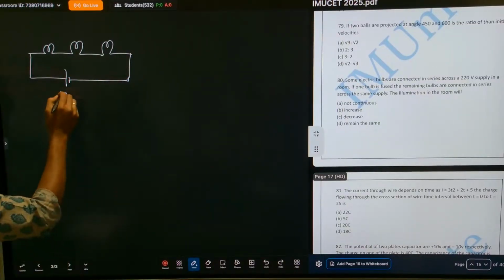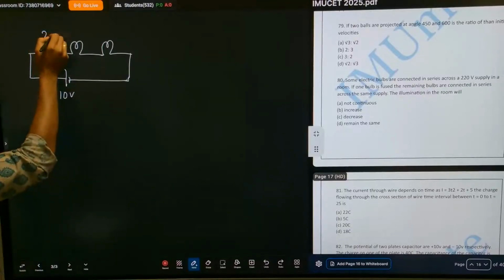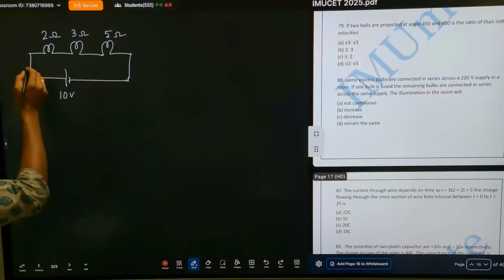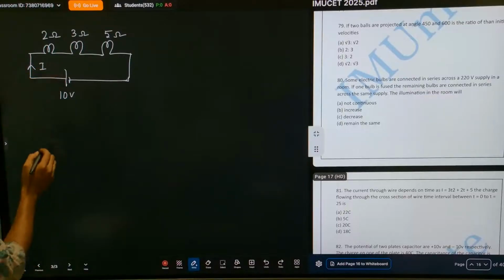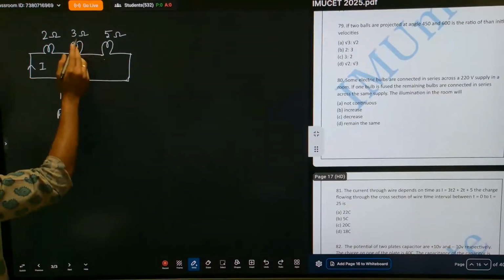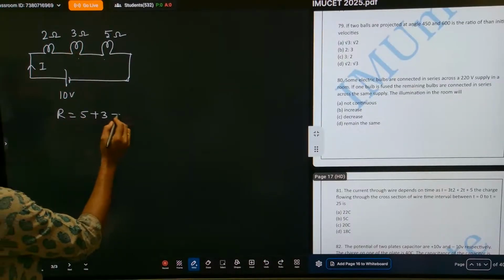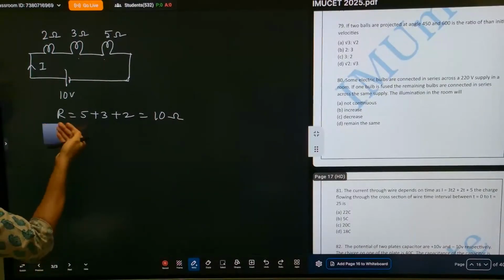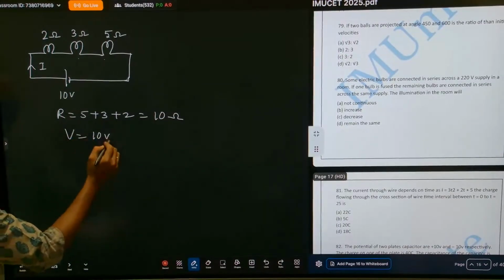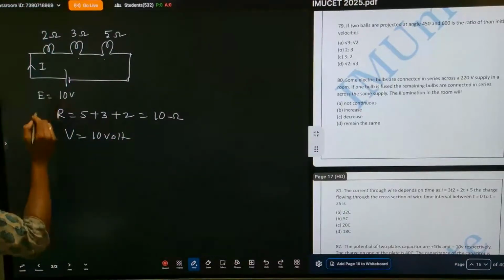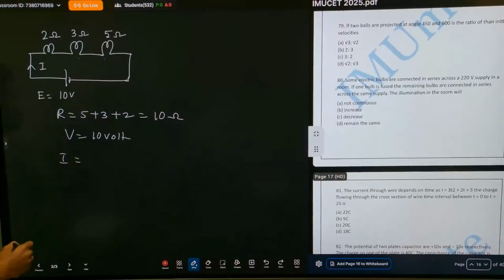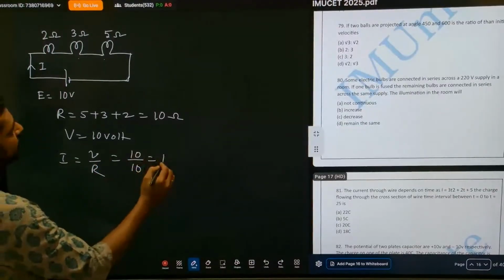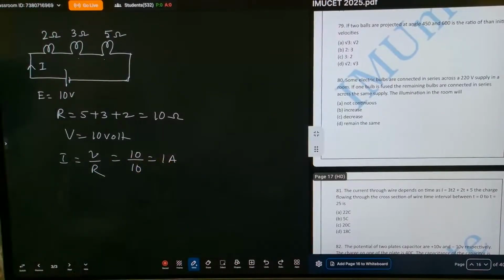Let's say this is 10 volt. Just look. This is 2 ohm, this is 3 ohm, this is 5 ohm. What is the current? Well, what is R? Total R is 5 plus 3 plus 2, 10 ohm. Total voltage V is 10 volt. What is I? V by R, 10 by 10. It is 1 ampere. Just look.